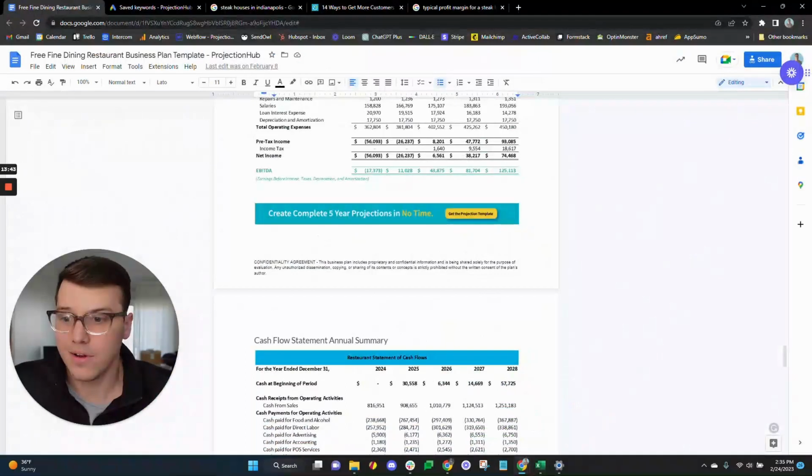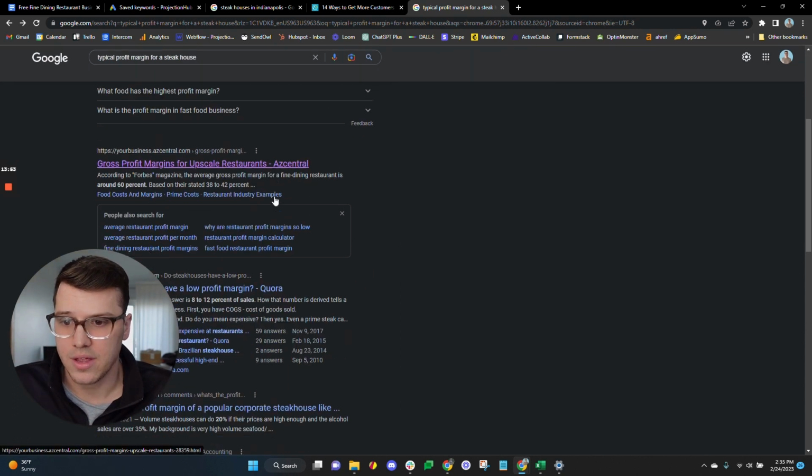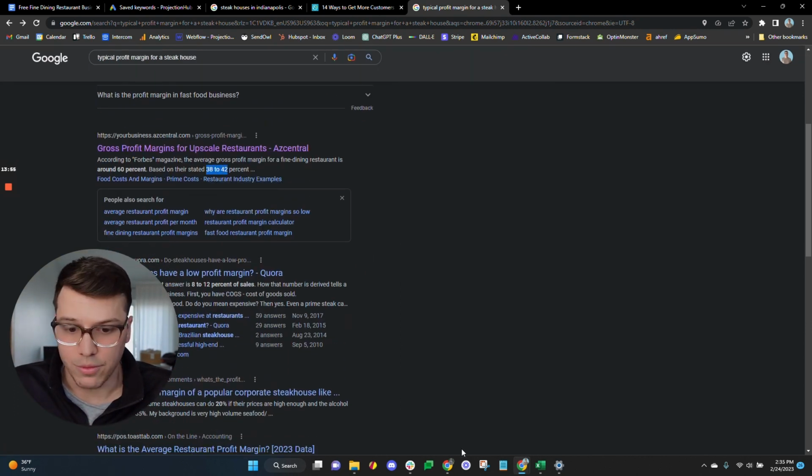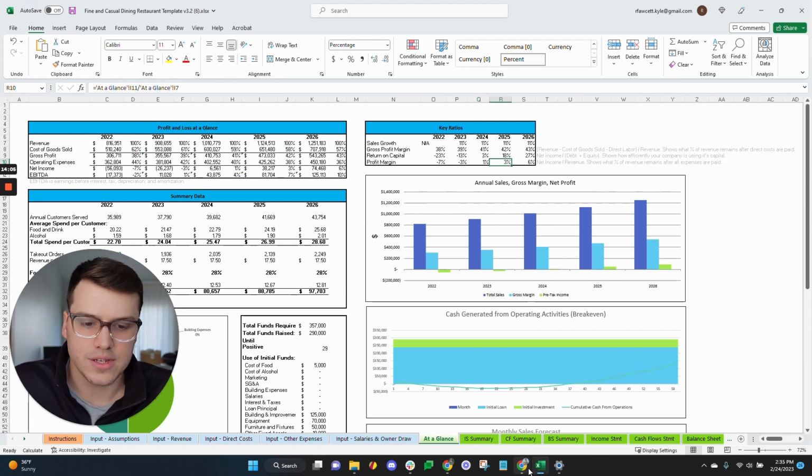So maybe you're like, well, I don't know what an industry average is. Very simple. Google search that. You could look up typical profit margin for a steakhouse. Now net, let's see, that's 2 to 6%. Gross might be 38 to 42%. So you can see, as you're making your projections, are you within line on those metrics? In this example, we get there eventually. So that's kind of important to know in your financial projections.